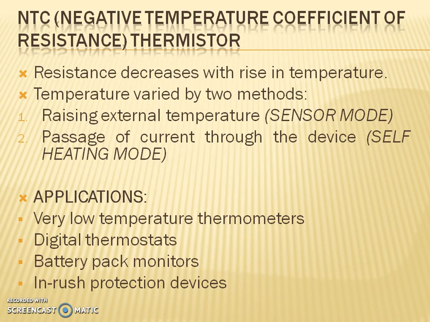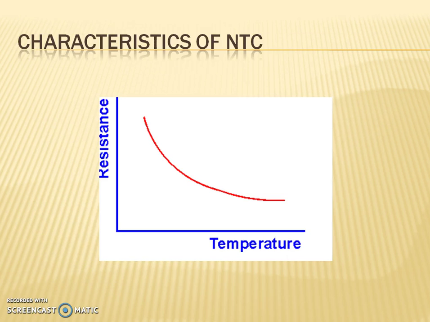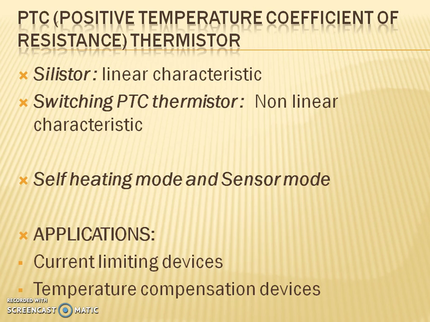Now NTC, negative temperature coefficient of resistance thermistor. Resistance decreases with rise in temperature. The temperature can be varied by two methods. One is raising the external temperature, that is sensor mode. Second is passage of current through the device, that is self-heating mode. Now come the applications: very low temperature thermometers, and also digital thermostats, battery pack monitors and inrush protection devices. This is the characteristic of an NTC, a graph showing temperature and resistance.